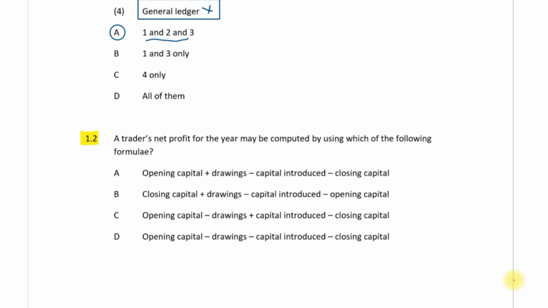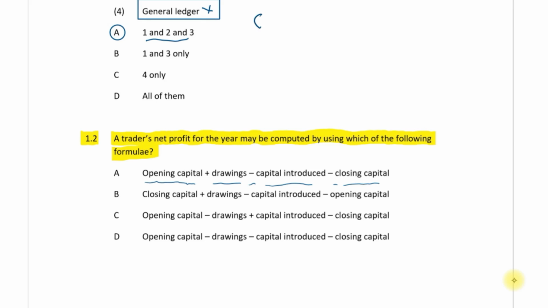We move on to question 1.2, and it reads as follows. A trader's net profit for the year may be computed by using which of the following formulae? All right, so we have them here. The first one is opening capital plus drawings, less capital introduced, less closing. No, it's not the one, because there is already an existing formula with regards to this one.